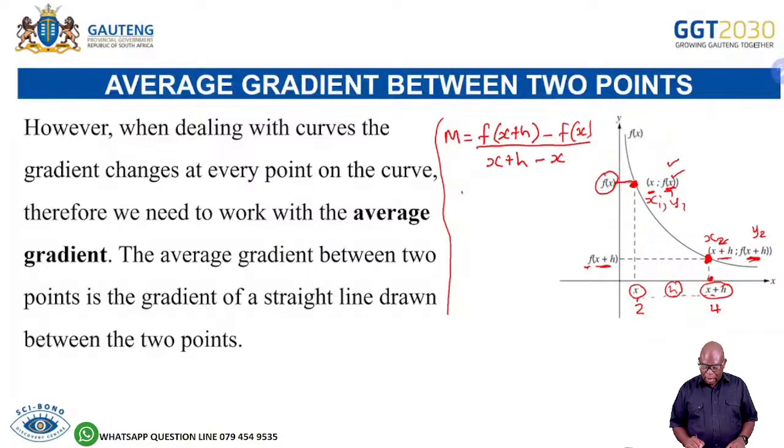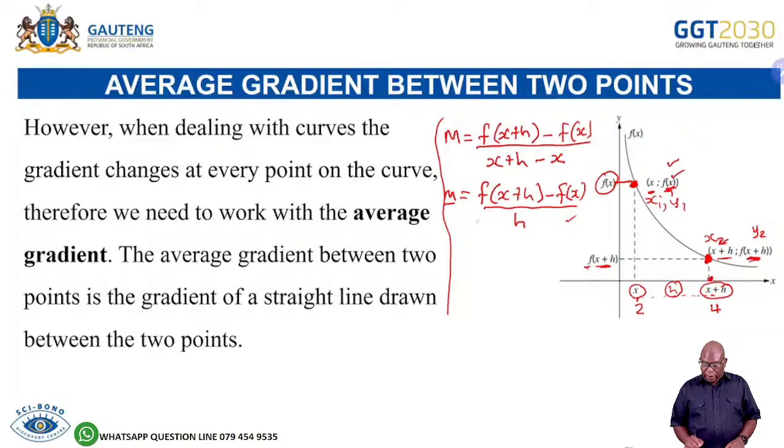So right now we're going to have f of x plus h minus f at x. I can't do anything with this, but in my denominator, look at this, x minus x is 0. I'm left with h. So in other words, the gradient of a curve will be given by that formula. It will be f of x plus h minus f of x divided by h.